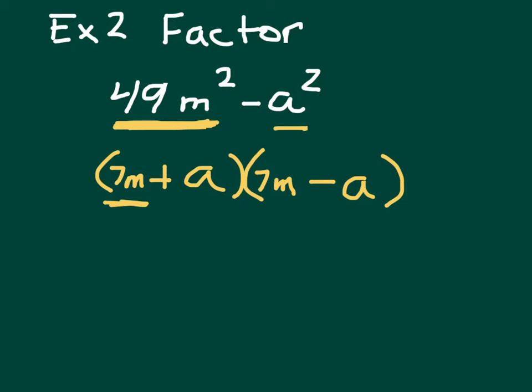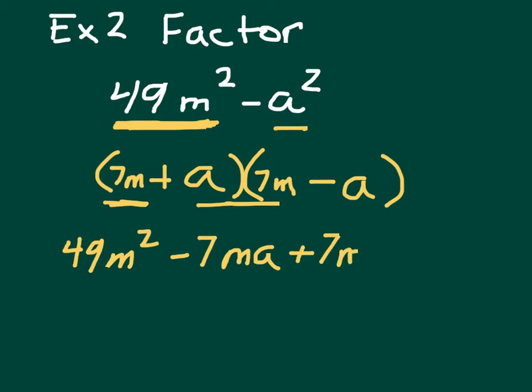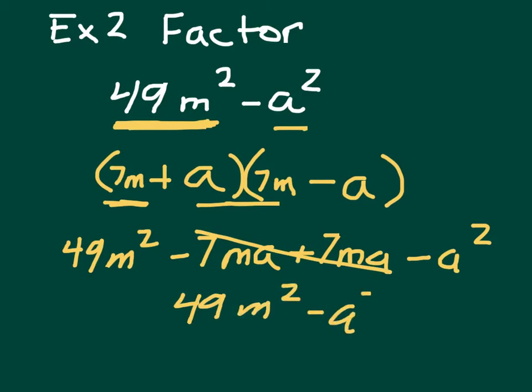Let's just go through one more FOIL to check it. Multiply the first terms, 7m times 7m. 7 times 7 is 49, m times m is m squared. Multiply the outermost terms. 7m times a negative a is a negative 7ma, or am. Multiply the inner terms, a times 7m, positive ma. And finally, multiply the last terms, a times a negative a, minus a squared. And again, these cancel out, and I end up with 49m squared minus a squared. So it checks.